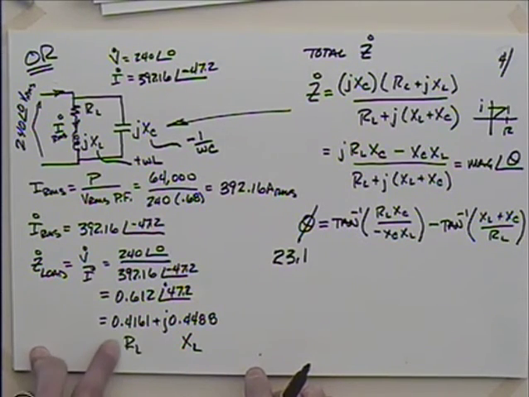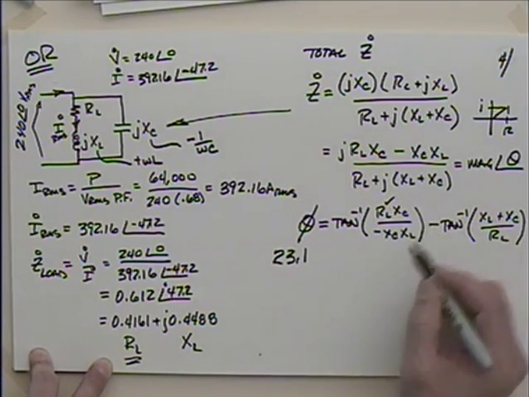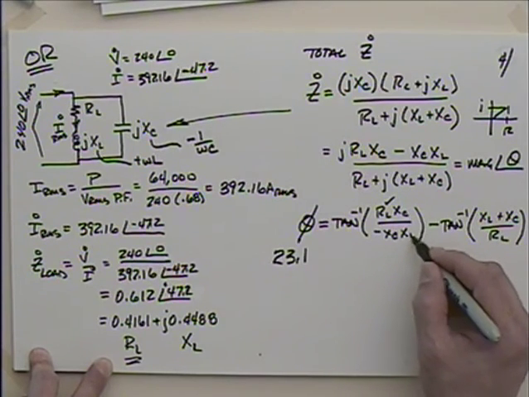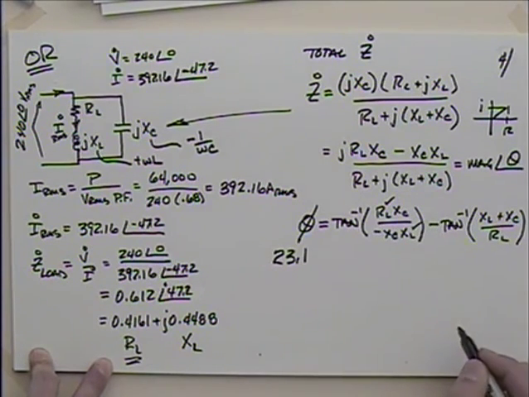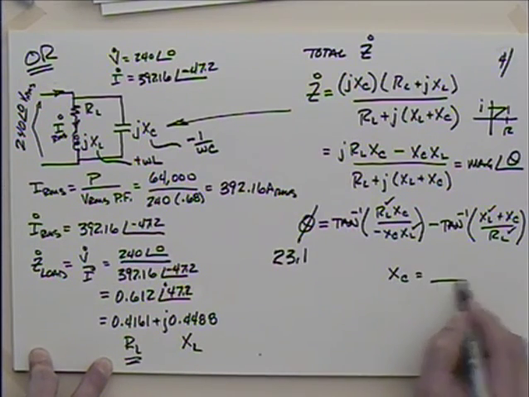And then do we know X sub L? Yeah, there's your X sub L. So we'd put in a value there. Do we know X sub C? Nope, that's an unknown. Do we know X sub L? Yeah, we could put in a value there. Do we know X sub L there? Yep, put in a value. Do we know R sub L? Yep, put in a value there. So we have one equation and we could solve for X sub C.